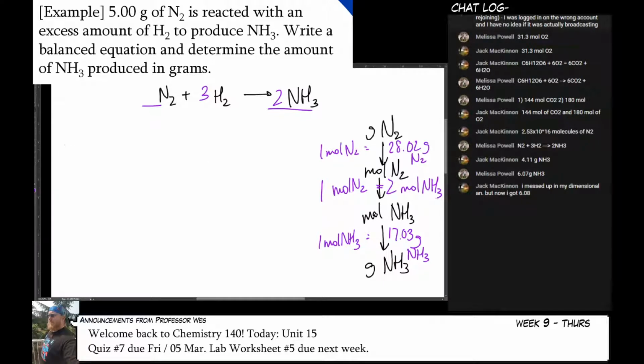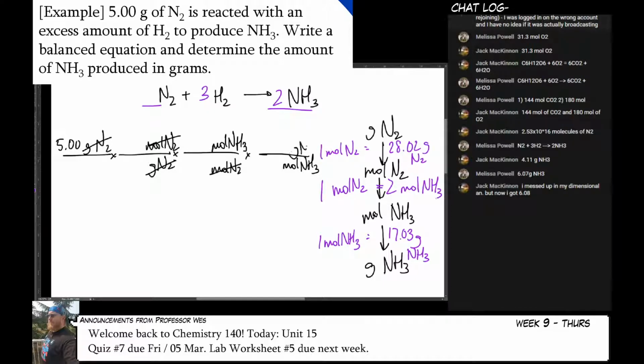Okay, so let's do the problem now. So 5 grams of N2, grams of N2, moles of N2. We'll cancel those out. And then moles of N2 will turn into moles of NH3. Just following along our diagram here as we do this. Moles will become grams. And then the answer will be in grams because that's the last unit we have.